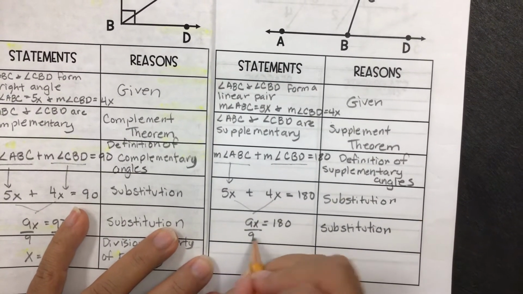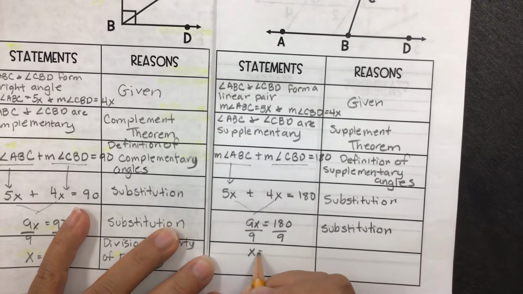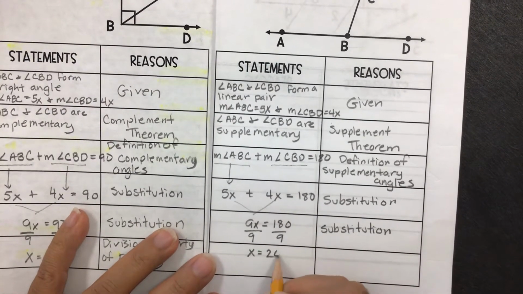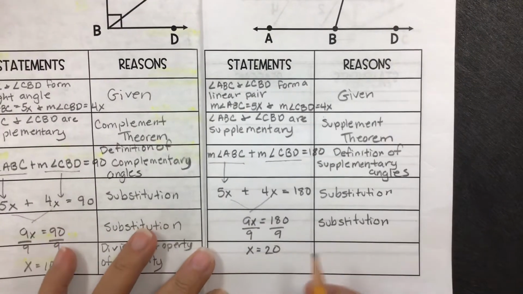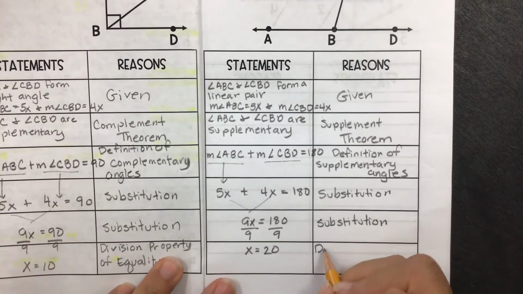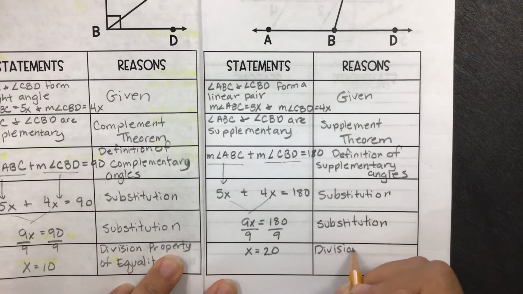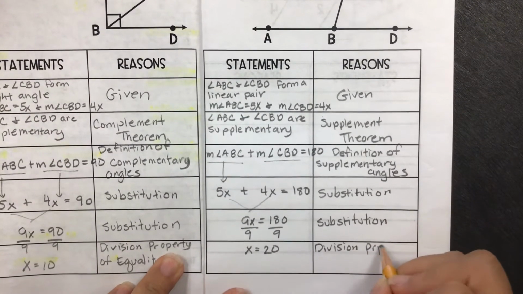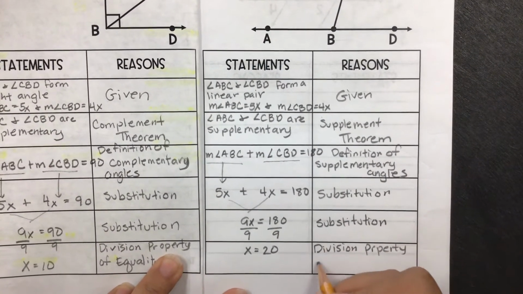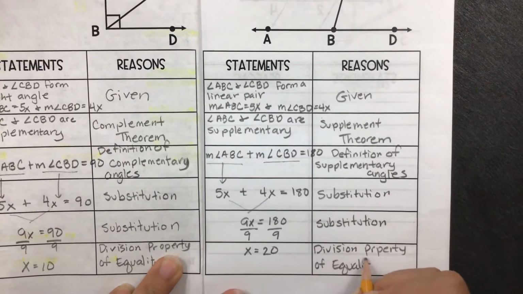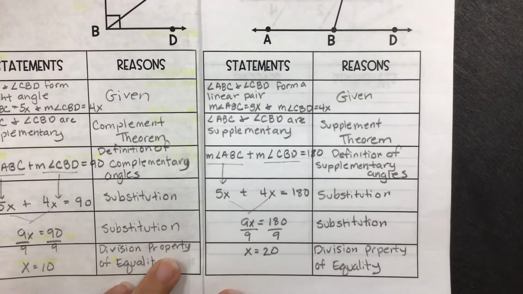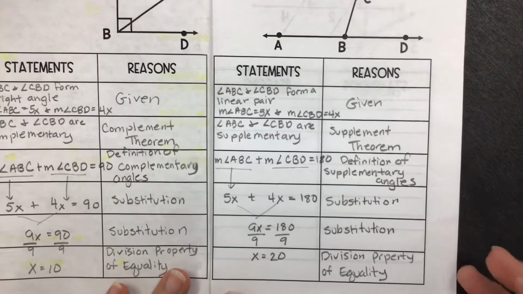Now we're going to divide by 9. X is equal to 20. So we divided by 9 to both sides. Dividing by 9 to both sides is division property of equality. And you divided to both sides to keep them equal.